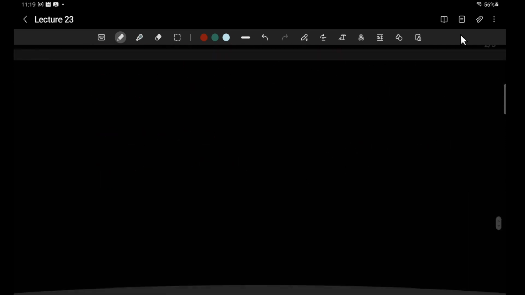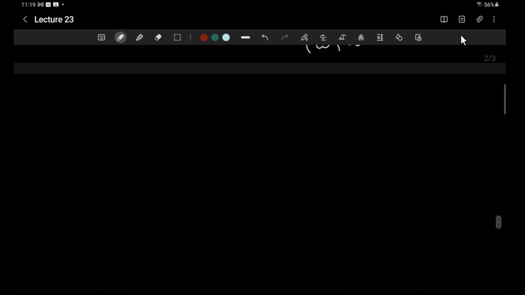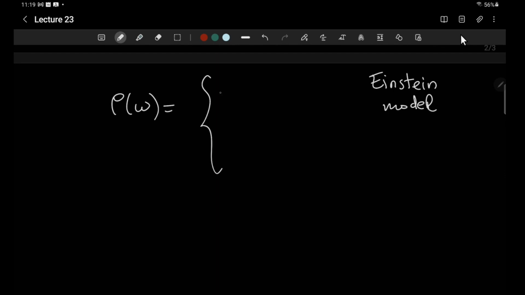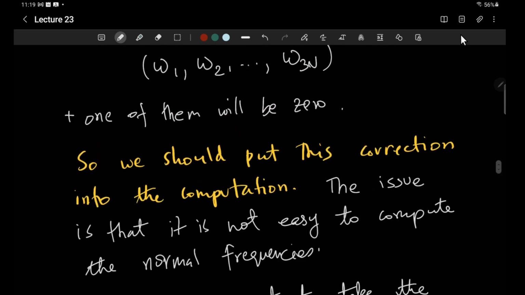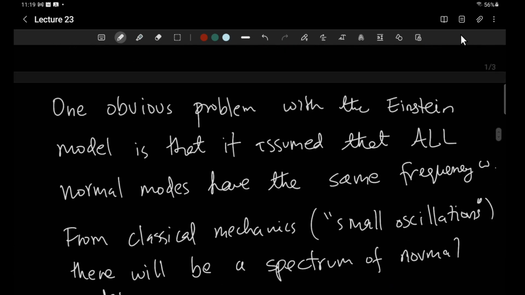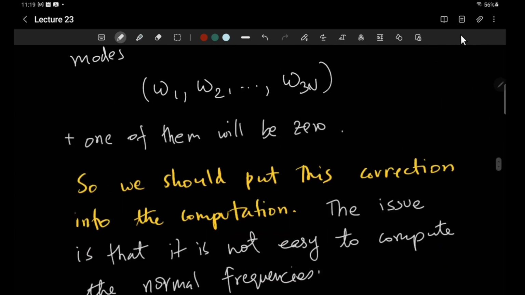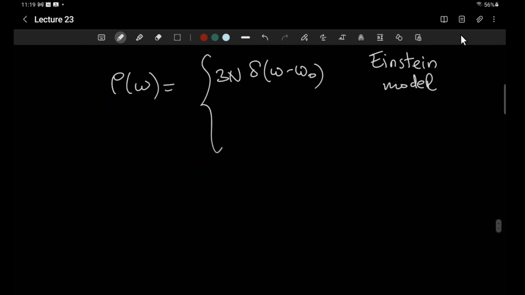Okay, so let us write some formulae for rho of omega. So rho of omega in the Einstein model will be very simple. It will be 3N into delta of omega minus omega naught. Okay, so I called some frequency omega, same frequency omega. I want to call it omega naught because I want to use omega as a variable. So I'm just putting that. So that's the Einstein model, right? There are 3N of them, and they all take the same frequency.